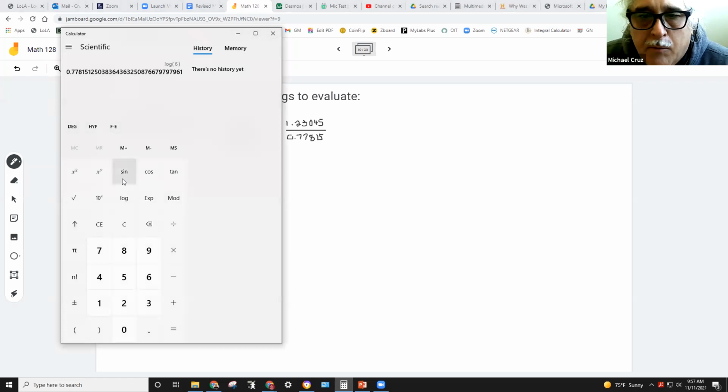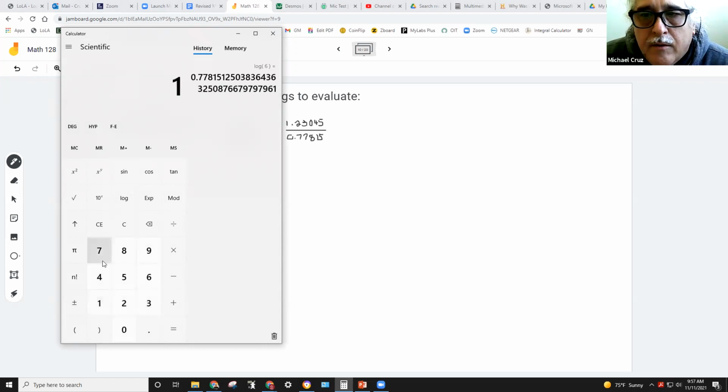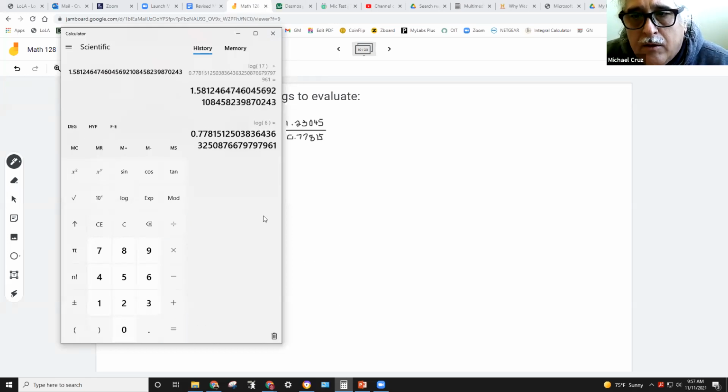But let me just show you. I'm going to put that one in the memory. This is generally the best way I know of to use a calculator to do this. Put that in the memory, then put in the 17, hit the logarithm, and then divide by the memory recall, and see we get approximately 1.58.